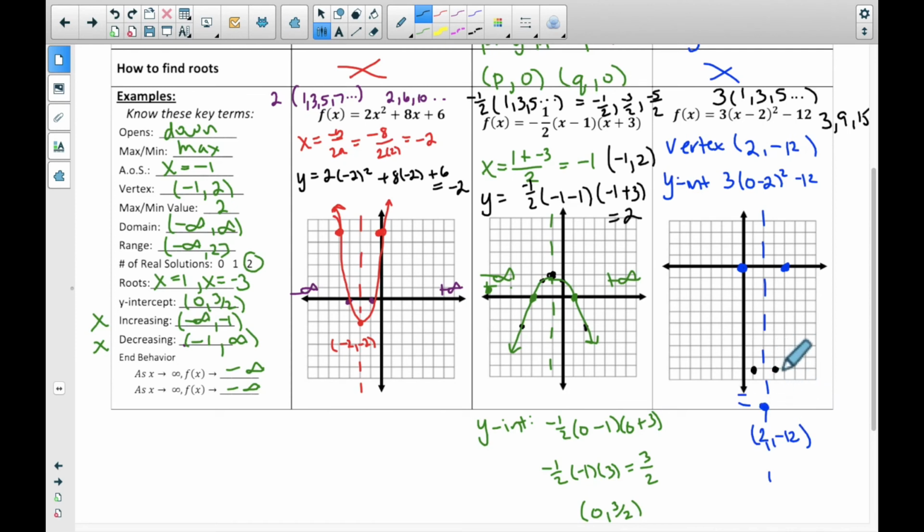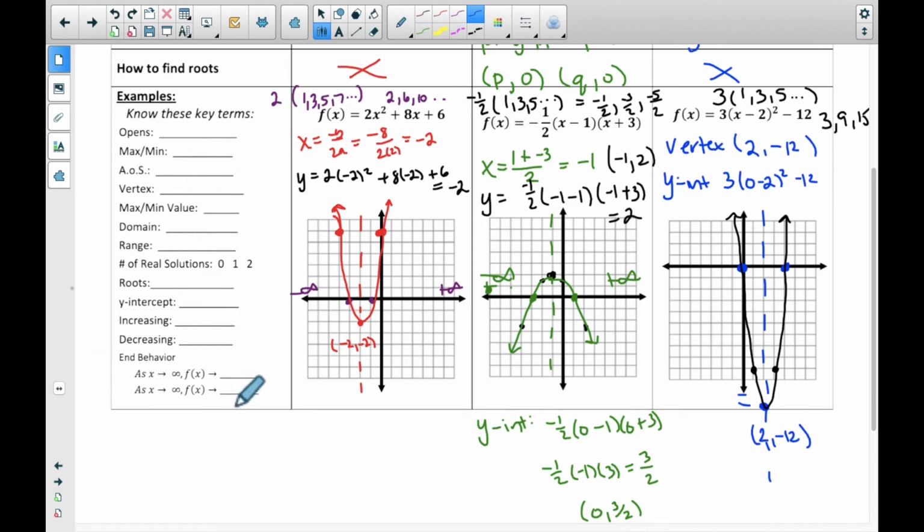And then I'm going to go up 9. And indeed, that is up 9 from there. After that, I can't fit it. It's not going to be on the graph, but it's going to go up 15. And so it's super long like that.